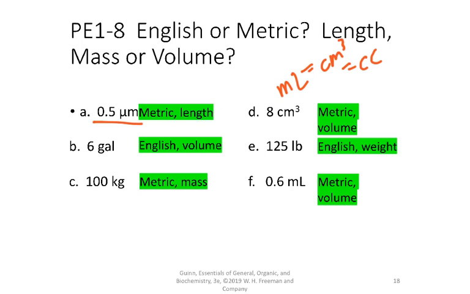E, 125 lb. Well, just because it's two letters, that doesn't mean it's metric, right? The L is not a prefix of something. B is not a base unit. lb is just the strange abbreviation for pound, right? So it's English weight. There is a difference between mass and weight, but I'm not going to get into that quite yet. And the last one is 0.6 milliliters, metric volume. Cool. Like I said, that's from your textbook, Practice Exercise 1.8.